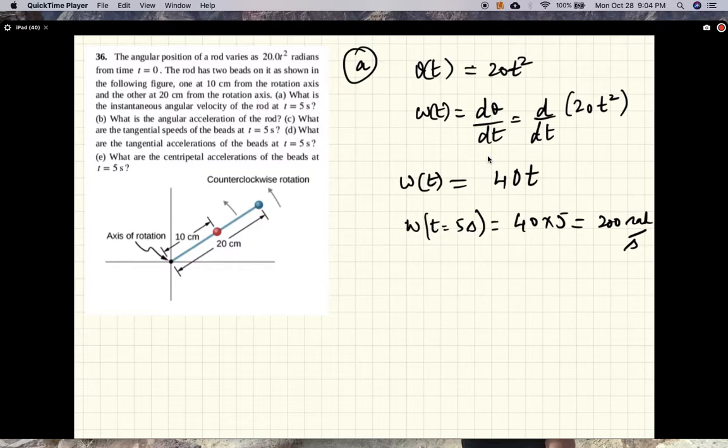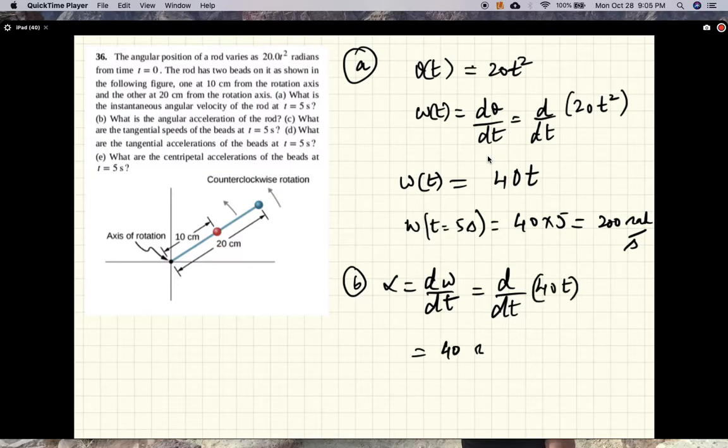What is the angular acceleration of the rod? Part B: alpha is dω/dt, equal to d/dt of 40t, equal to 40 radians per second squared.